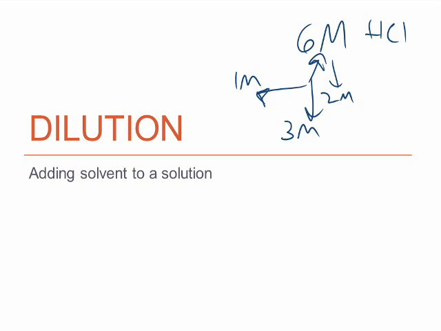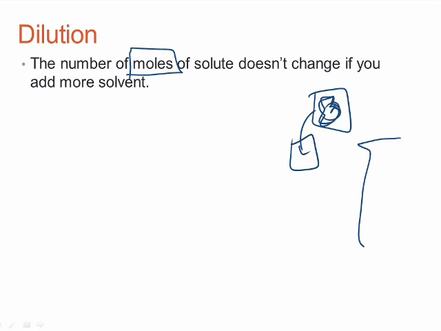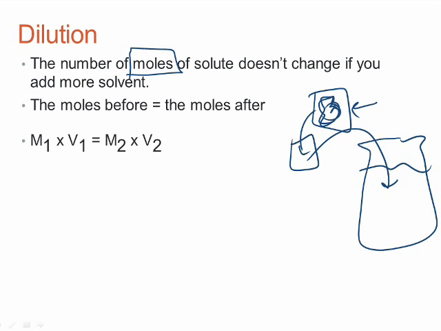So what that is, we're adding solvent to a solution, and usually that solvent is water. The number of moles of solute doesn't change if you add more solvent. So that's important. You're going to still have the same number of moles. It's just like if you add a packet of Kool-Aid to 1 cup, then you dilute it by adding it to a big jug, it's still the same amount of solute, it's more solvent. The moles before equals moles after.